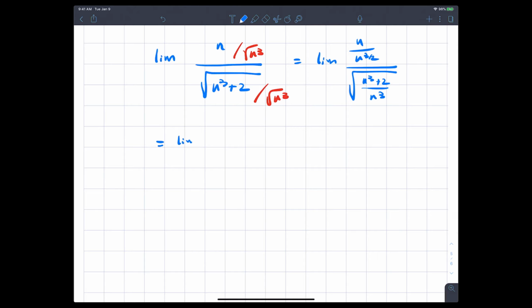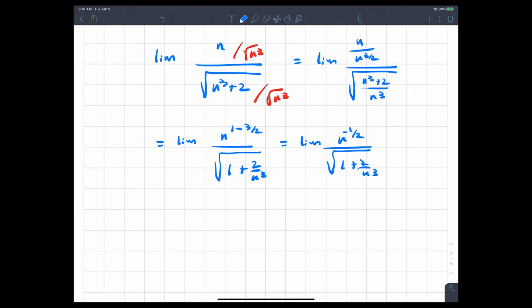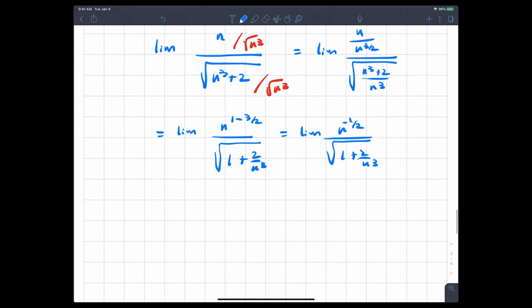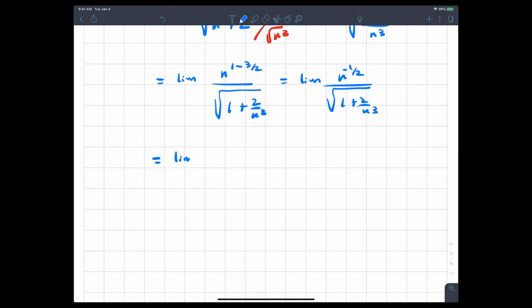And let's do some arithmetic. So it looks like 1 minus, we have n to the 1 minus 3/2 over here. And now you have the square root of 1 plus 2 over n cubed, which gives you the limit now of n to the minus 1/2 over the square root of 1 plus 2 over n cubed. So double check that arithmetic is okay. 1 minus 3/2 was going to be negative 1/2. And that now gives me the limit of 1 over the square root of n, square root of 1 plus 2 over n cubed, as n goes to infinity.